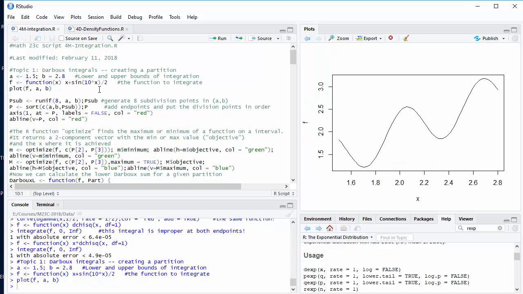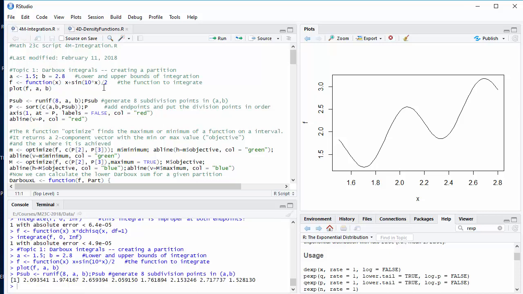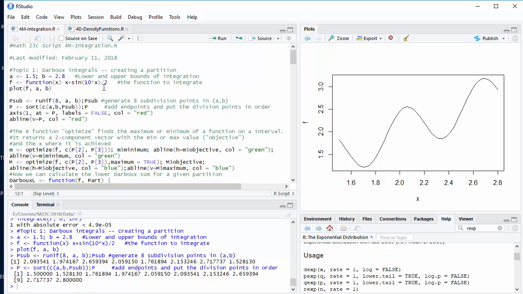Now what I'm going to do is generate a partition of the interval from a to b, and the way I'm going to do that is to ask R to draw 8 samples from a uniform distribution in the interval from a to b. And you see down at the bottom the samples that were generated. The problem is they're not in ascending order, but I can fix that with the sort function. And now we've got them in order.